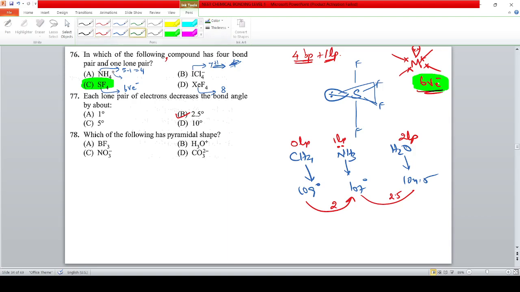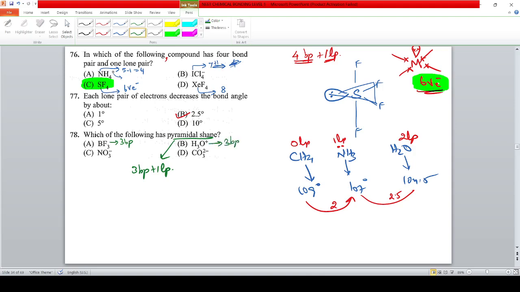Question number 78. Which has pyramidal shape? Pyramidal shape means we should go for 3 bond pairs and 1 lone pair. Here there are only 3 bond pairs, so this is not the answer.